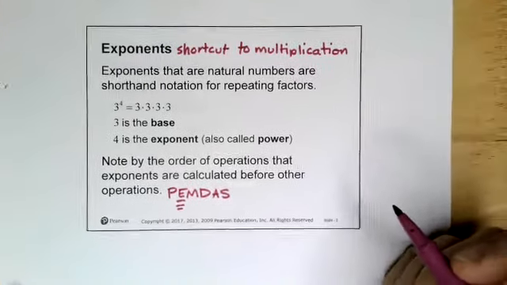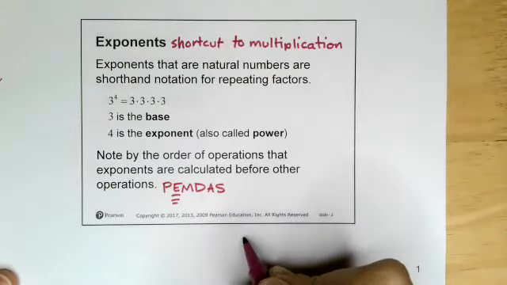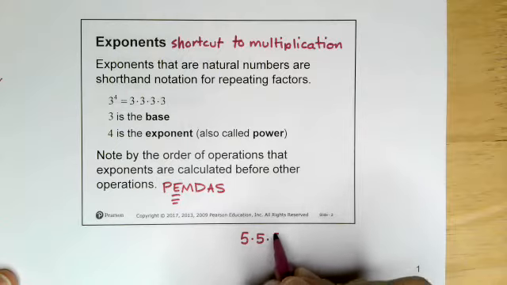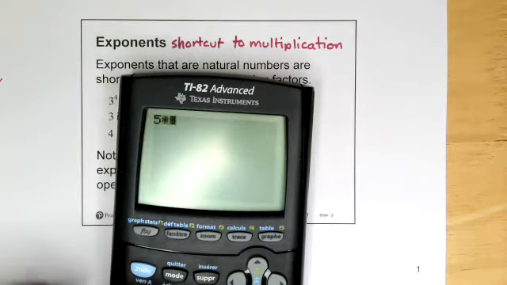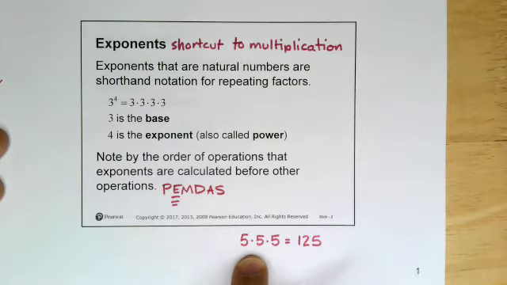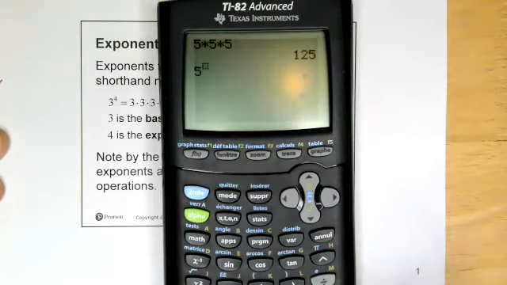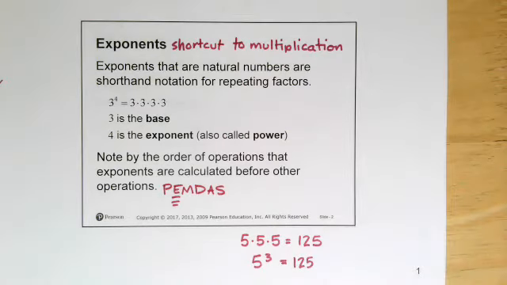All right, so let's just do a quick example. 5 times 5 times 5 is 125. So we asked 5 to multiply itself 3 times. 5 caret, this is the caret button, 5 caret 3, 125. Okay.